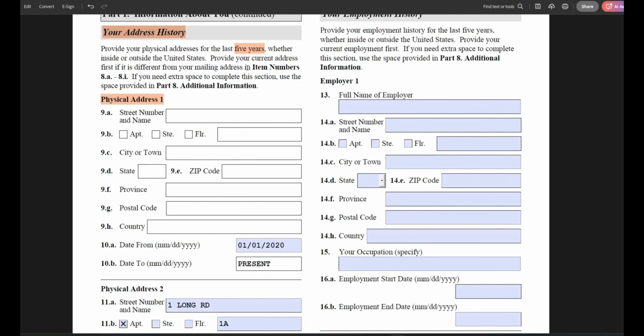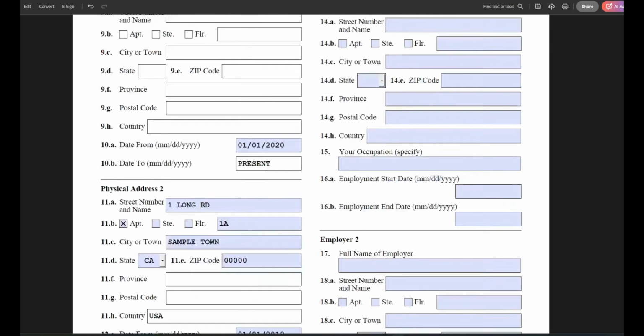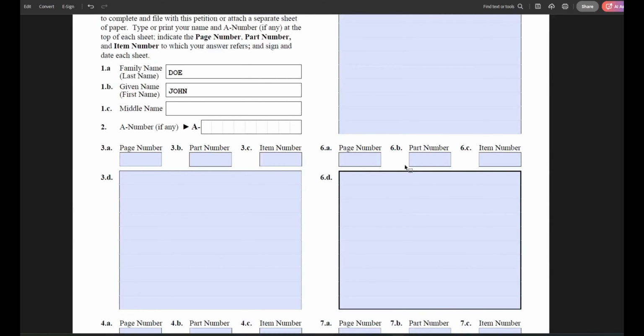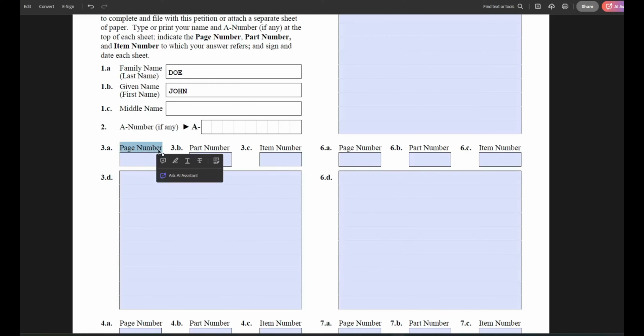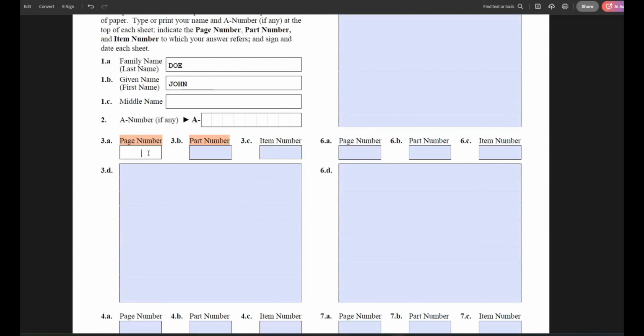And if you run out of space on this page, you can once again go to the last page and fill in the remainder of your address history here by referencing the page and the part number. So page 2, part 1, and you will say physical address 3 and provide those details here.